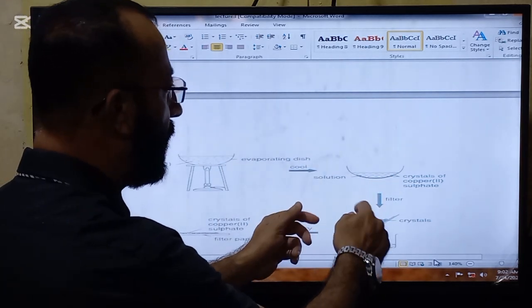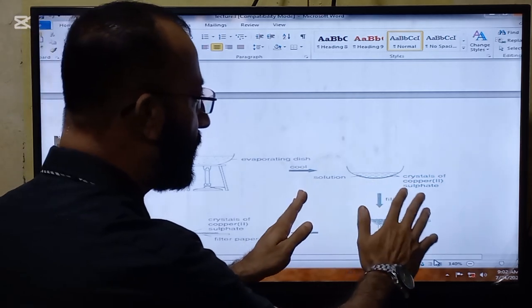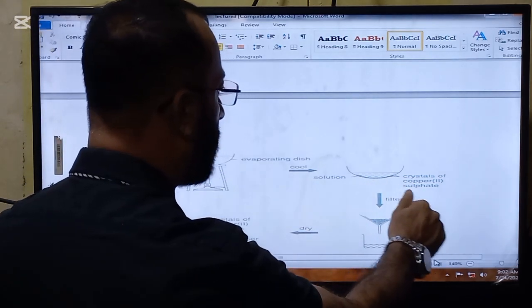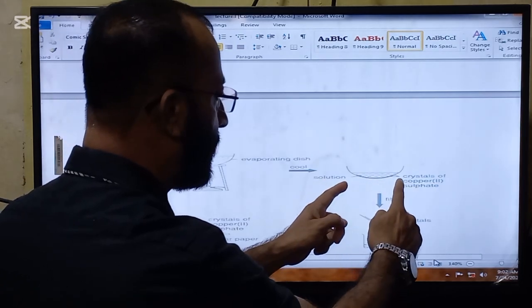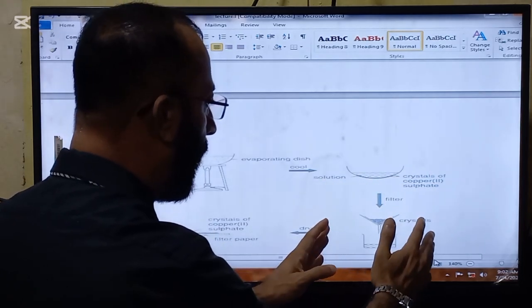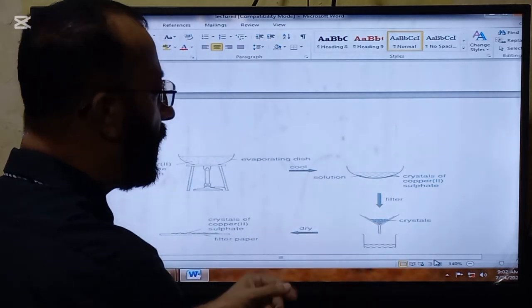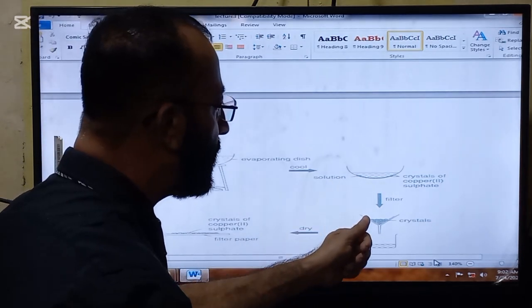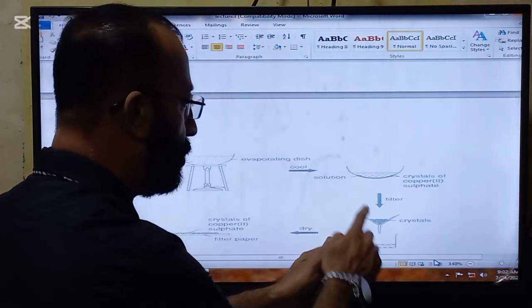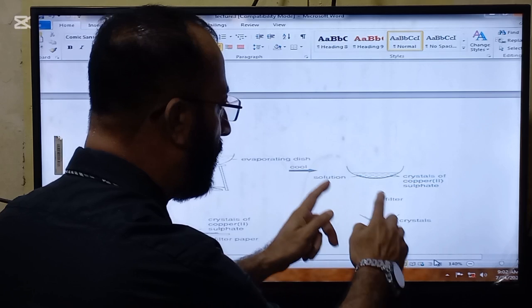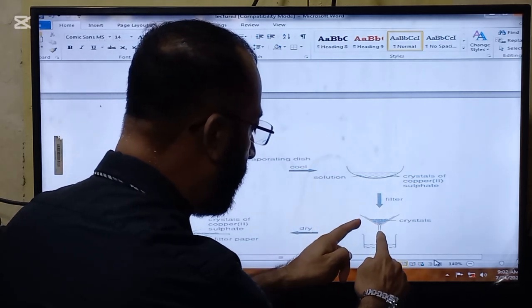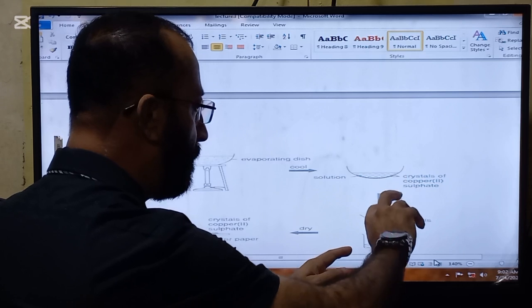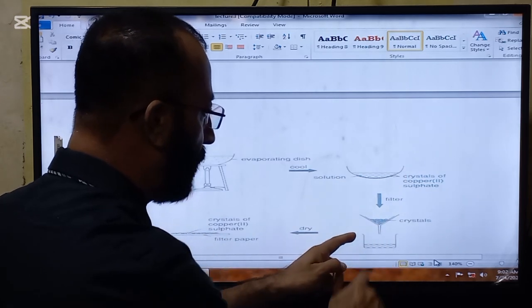So now the excess solid will form crystals. So look now, crystals of copper sulfate will be formed because the liquid is allowed to cool. Excess solid will be crystallized, and now those crystals will be separated from the solution with the help of the filtration method. So here is a funnel. Filter paper will be placed in such a way. So you will pour the liquid into the funnel.